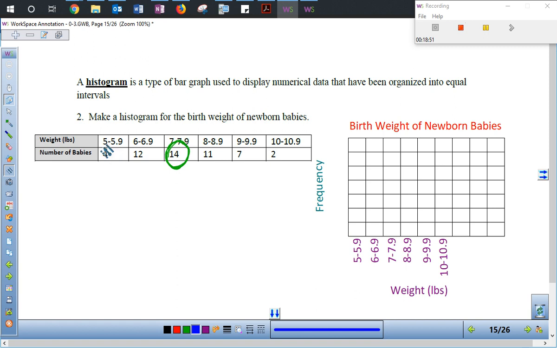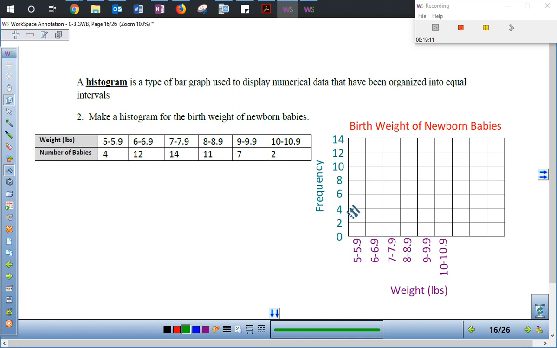It said there were 4 babies that were born and weighed between 5 and 5.9. Oh, excuse me. We got to put our scale first. And there's our scale. If you need to pause that, you're more than welcome to put down your scale. Now we can get our straight edge, and it said there are 4 babies that weighed between 5 and 5.9 pounds. So here is the 5 to 5.9 pound area.